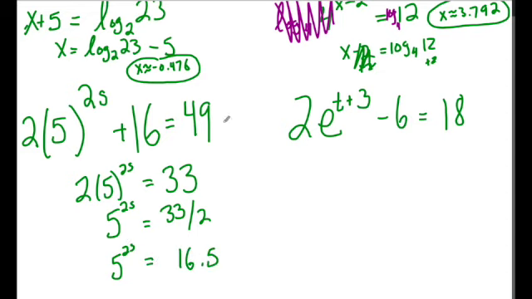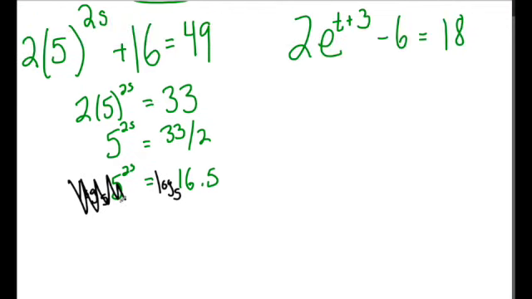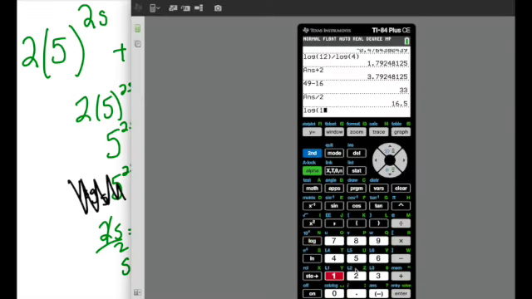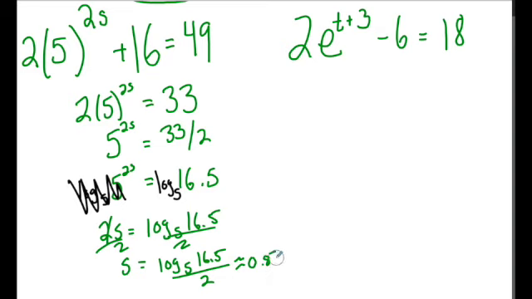Now, 16.5 is not a whole number power of 5, so I'm going to do the log base 5 on the left and the log base 5 on the right. On the left, these cancel, so what I'm left with is 2s equals log base 5 of 16.5, and then I just divide by 2. So s equals log base 5 of 16.5 divided by 2, which is approximately, let's take a look. The log of 16.5 divided by the log of 5, because that's going to give us that log we're looking for. Then we'll divide that by 2, and we get 0.871.